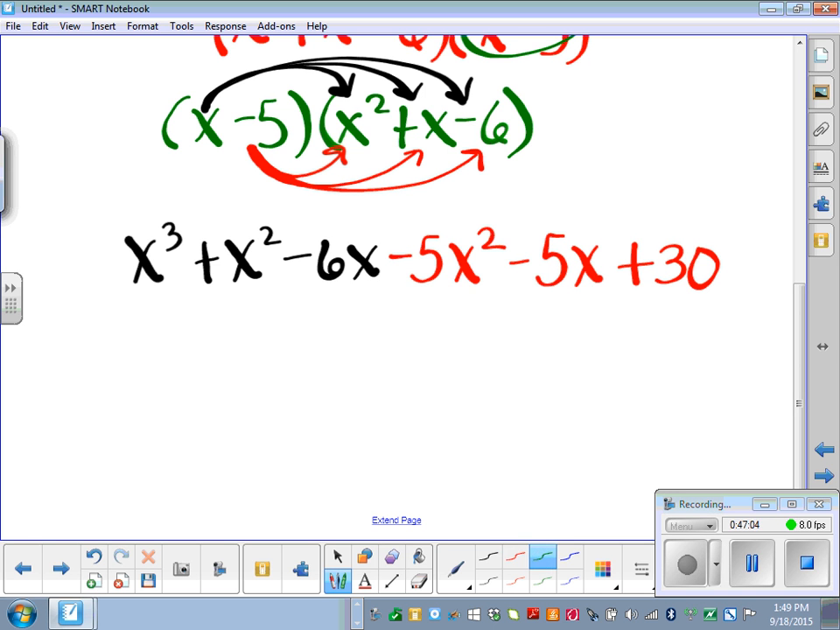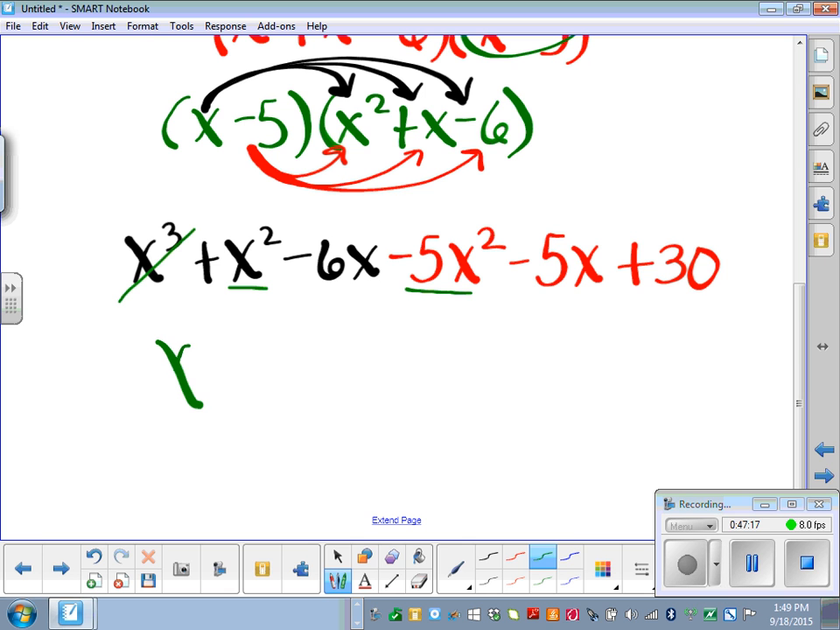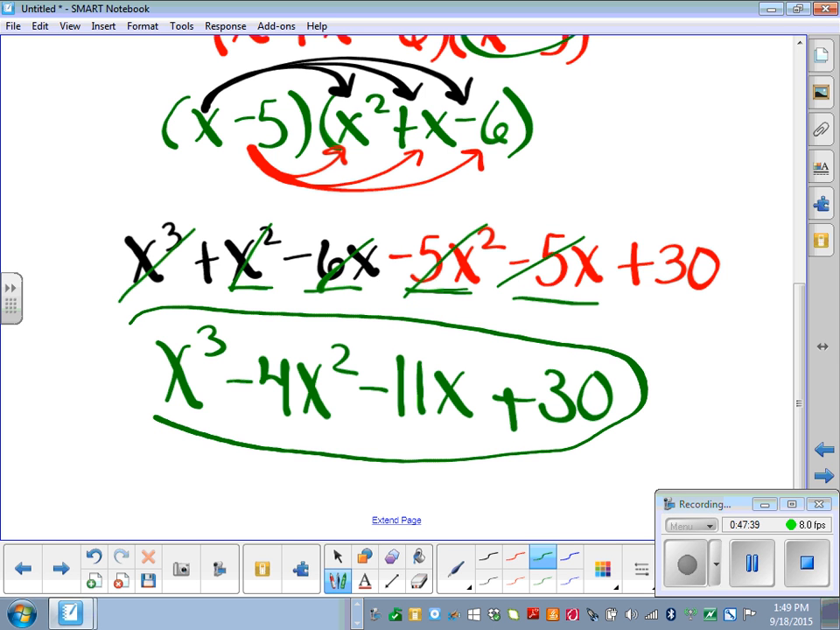And then combine all like terms, starting with my highest degree and working my way down. X cubed, no other x cubes. I have 1x squared minus 5x squared, which leaves me with negative 4x squared. So I just took care of those. I cross them out as I go so I don't make any errors. Negative 6x minus 5x's is negative 11x's. Just combine those, and then plus 30. So this is the polynomial that had those zeros. So this time we were working backwards.